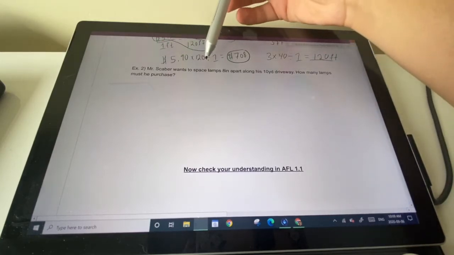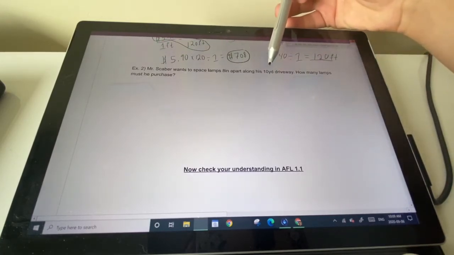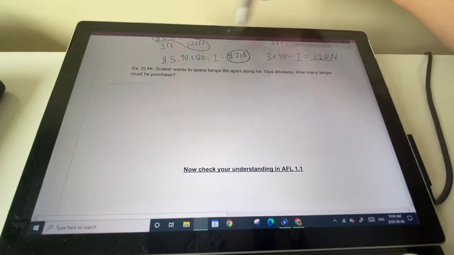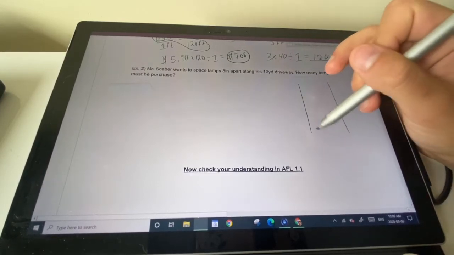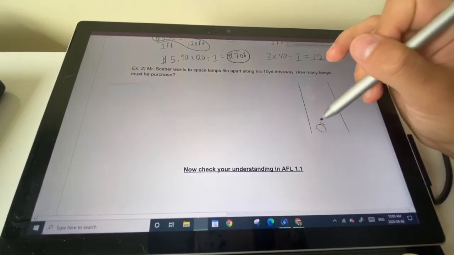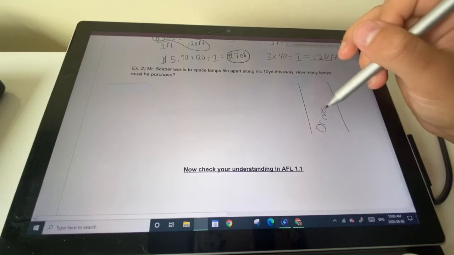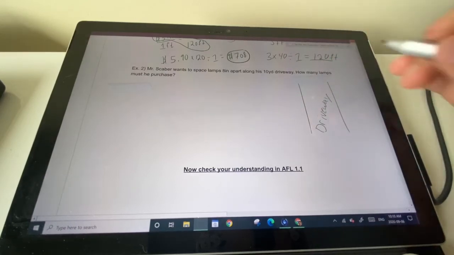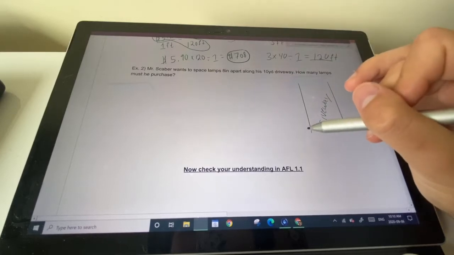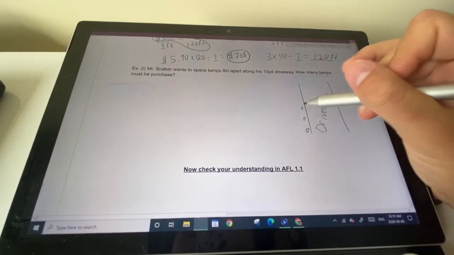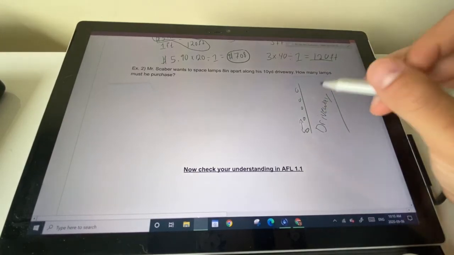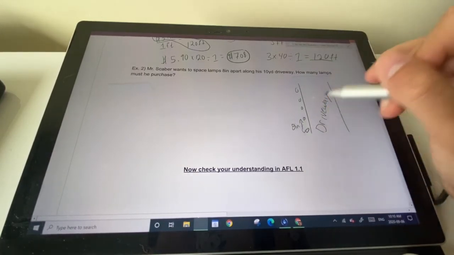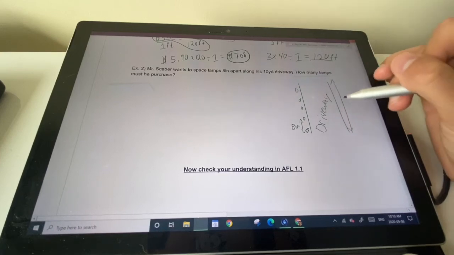So Mr. Scaber wants to space lamps 8 inches apart along his 10-yard driveway. How many lamps must he purchase? So a picture is always useful. Let's say this is our driveway here. Okay, we have a driveway and we're putting lamps 8 inches apart. So the circles are going to represent lamps. So from here to here, that has to be 8 inches apart. How long is this? Well, this is 10 yards.